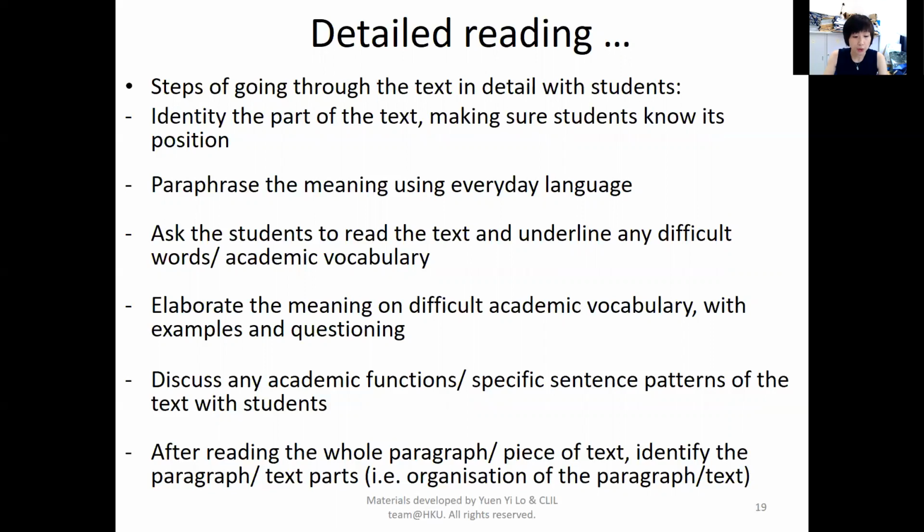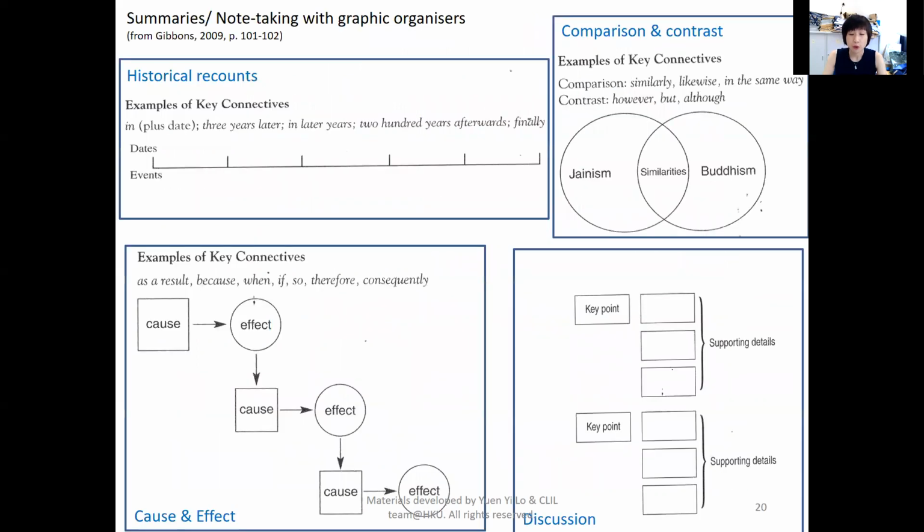Doing detailed reading not only unpacks the content and language for the students, but also demonstrates how to read for the students. For note-taking or summarizing the main ideas of the text, there are different kinds of graphic organizers that teachers can use. For example, timelines are very useful for historical recounts, while Venn diagrams or tables are typically associated with comparison and contrast.